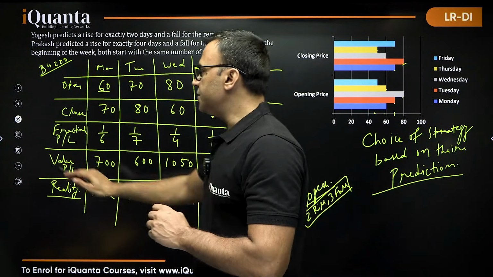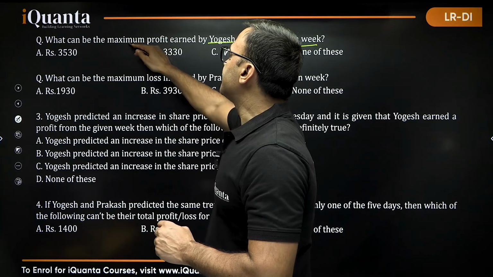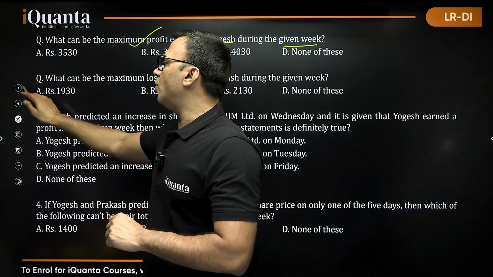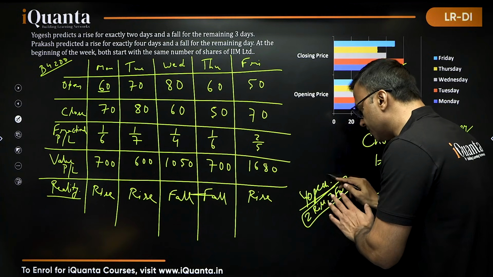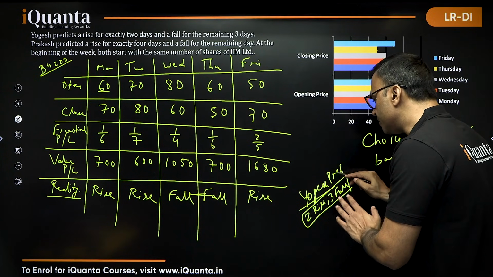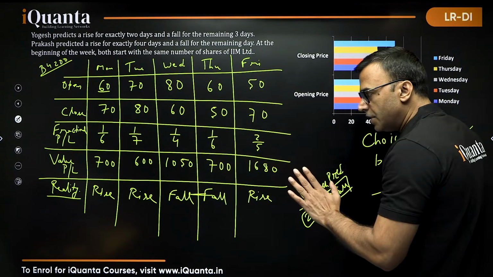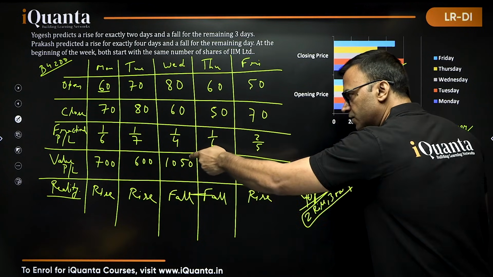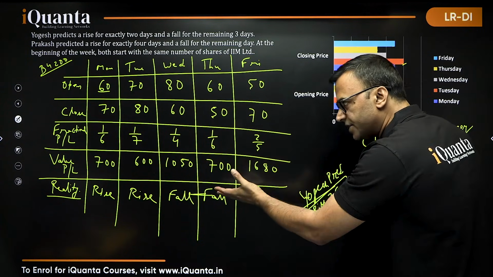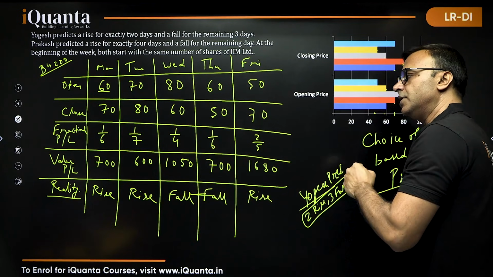What is the question? The question is maximum profit. For maximum profit, what should happen? His prediction, Yogesh's prediction, should match the real movement. If his prediction matches with the real movement, he'll get profit of all these values. If his prediction does not match with the real situation, he will face a loss.